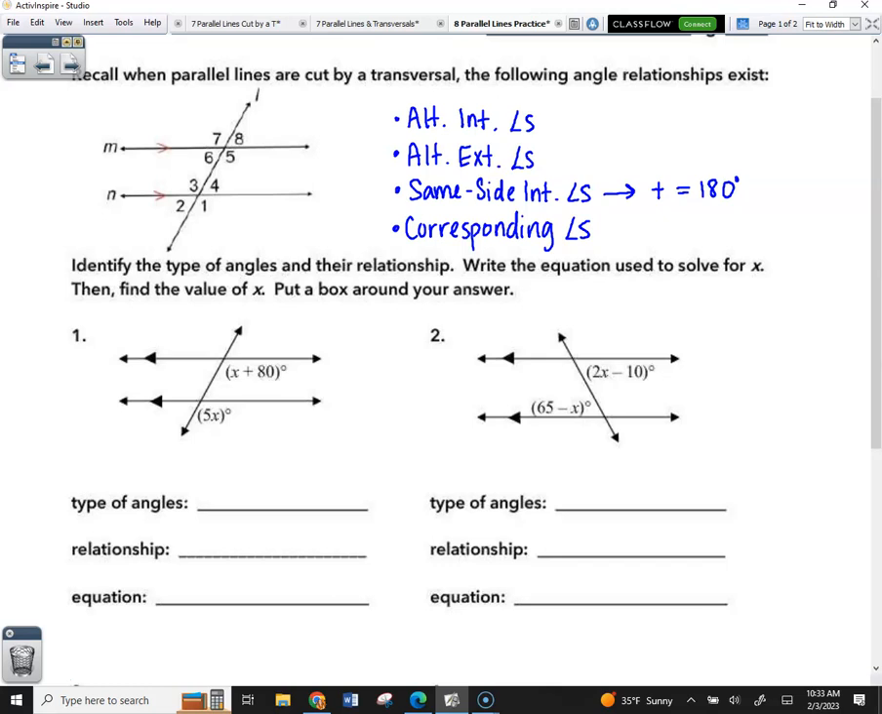All right, look at number 1. Remember, go to what you know. Ask yourself what's the relationship, like what's the type of angles that we have here. This is where your half sheet might be helpful. What do you think? First of all, they're on the same side of the transversal. So that means they're either same side interior or corresponding.